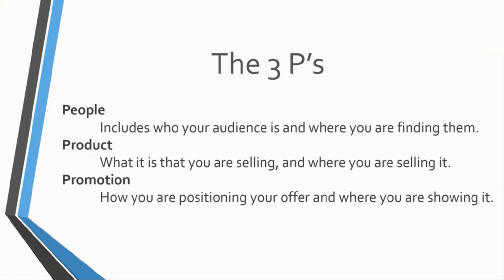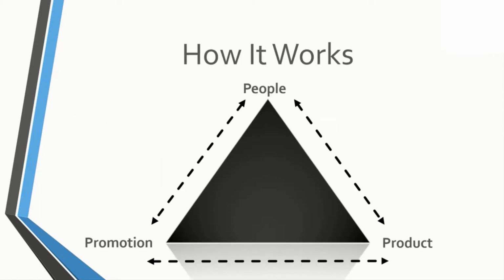Your product includes what it is you're selling and where you're selling it. And then your promotion is how you're positioning your offer and where you're showing it. Okay? So let's go ahead and move on to the next slides. Now that you guys know what that means, we've defined the people, the product, and the promotion. Okay, so how does it work? How does the 3 Ps work?